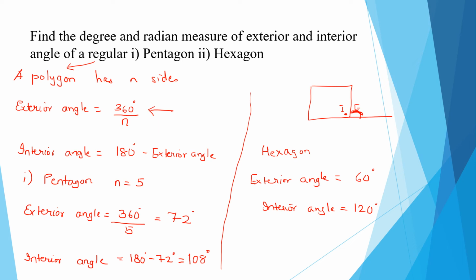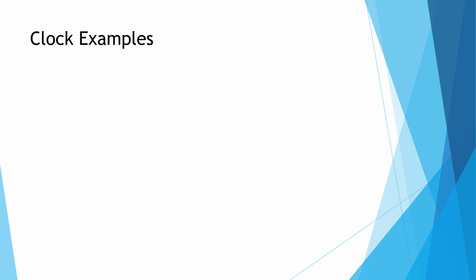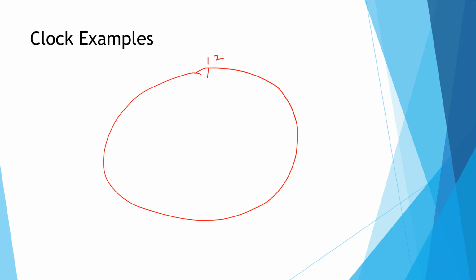Okay. Now let's move on to the last application of this chapter, that is clock. We know how to see the time, everything we know. Now today we'll be seeing how to find the angle at a specified given time. So see, if I talk about a clock, your clock looks like this. Please bear with me, I am not good at drawing at all.